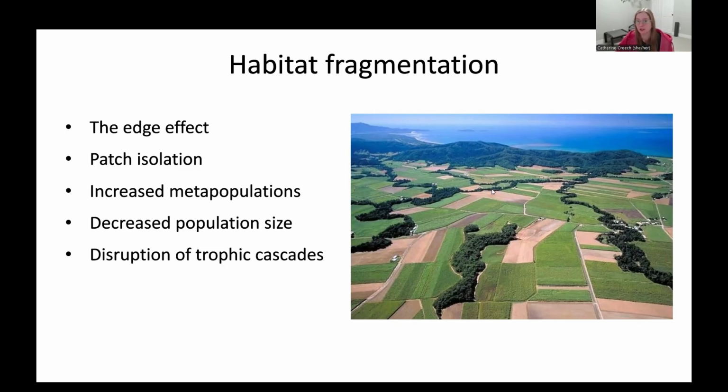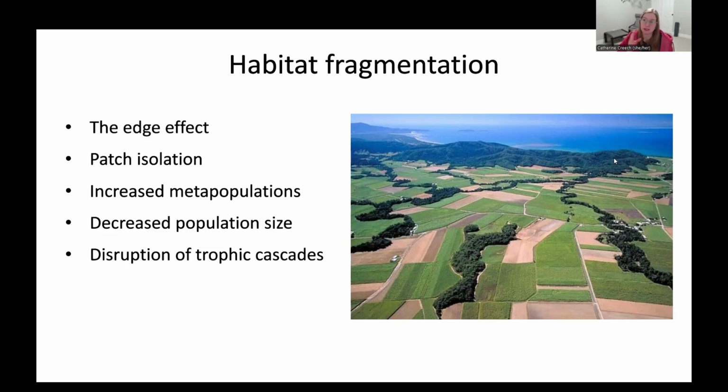But here, there's a lot more edge than there is center in this habitat. This little string of trees is not going to be able to sustain the same species as this full continuous block of trees. We also increase metapopulations. That's the idea that some of the species that live in here and here and here could be similar, but now they're kind of broken up.